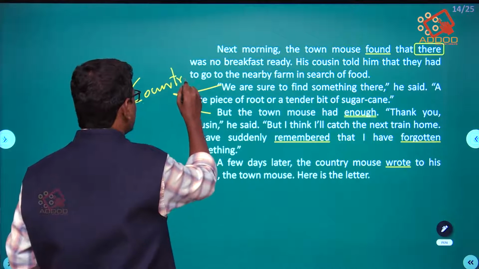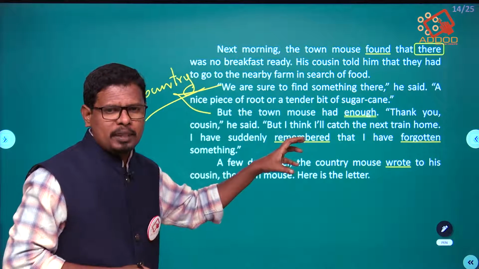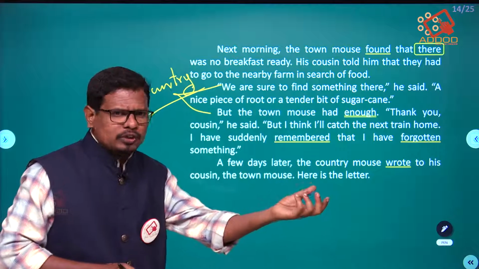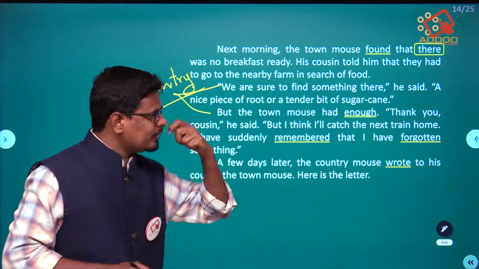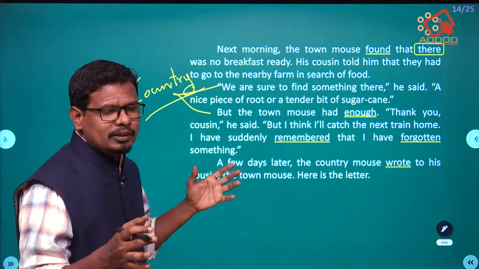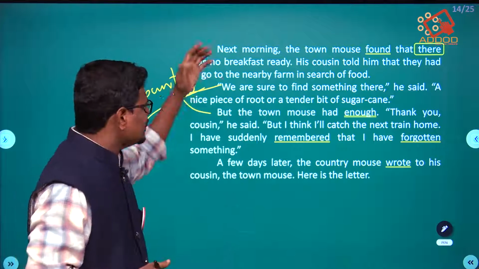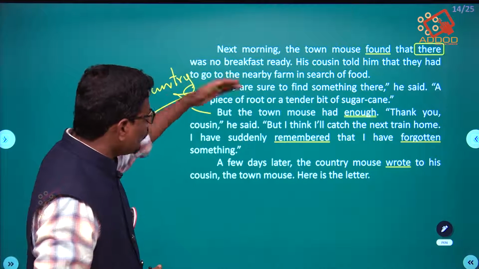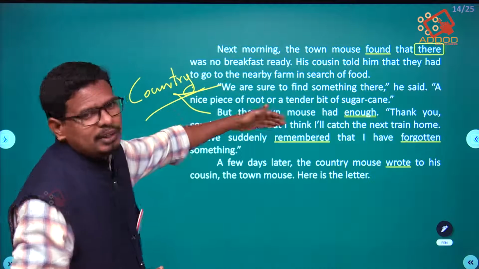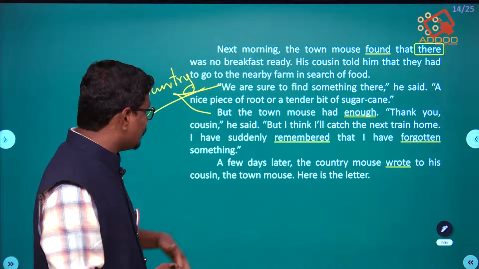Okay, now we have to go to a nearby farm to find what? To find our food. It could be a piece of fruit or a sugar cane. A piece of sugar cane that would be tender and sweet. Okay, that would make our dinner delicious. So that's what was told by the country mouse. But do you think the town mouse would agree? No. Let's see what he said.